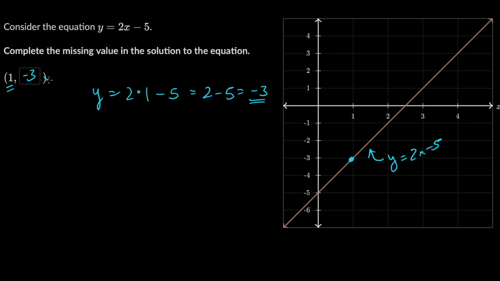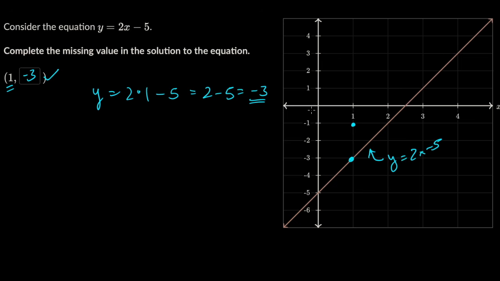So this checks out. You could also validate that something that's not on the graph right over here is not going to satisfy that equation. For example, if I picked this point right over here, 1, negative 1. If I had x equals 1, 2 times 1 minus 5, that is once again negative 3. That's not going to be negative 1.